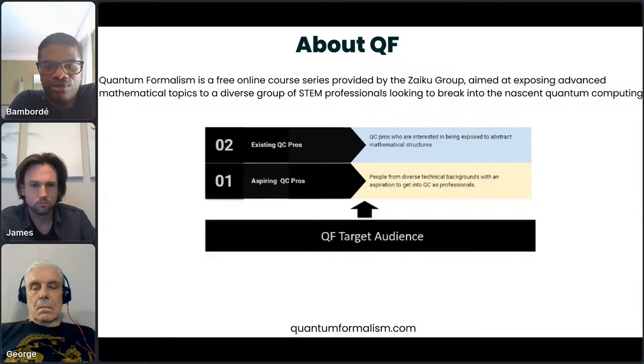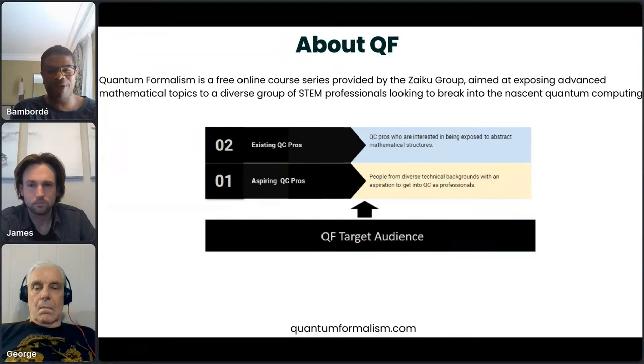The second type of audience is those who are already in the quantum computing industry. Maybe they are algorithm developers, but they want to be exposed to more abstract structures. So these are our main target audience. This doesn't mean that someone else cannot join. But if you are not aspiring to become a quantum computing pro or make some contribution to it, or you are not an existing pro, you are just coming in.